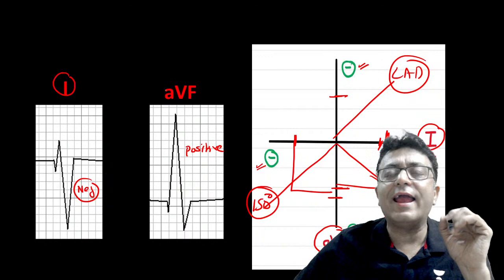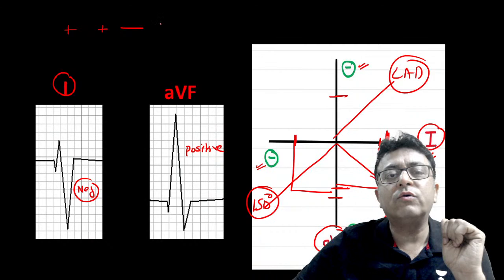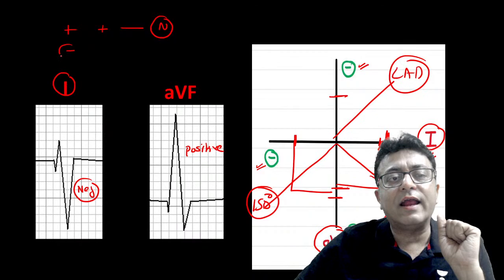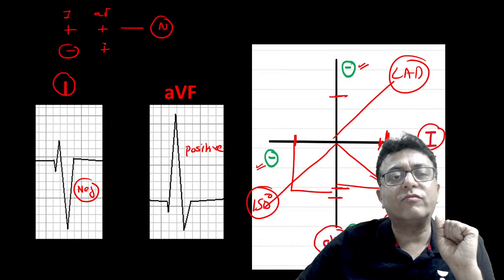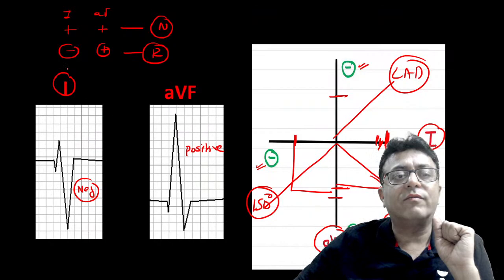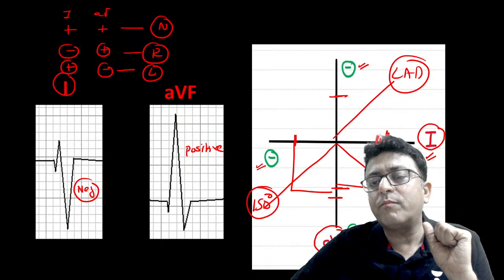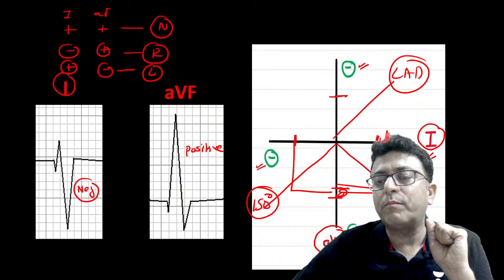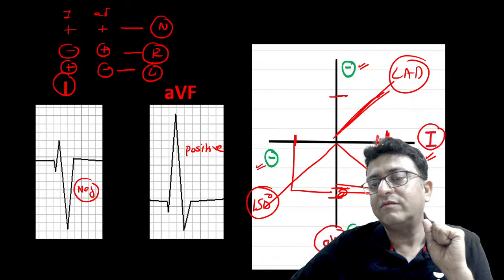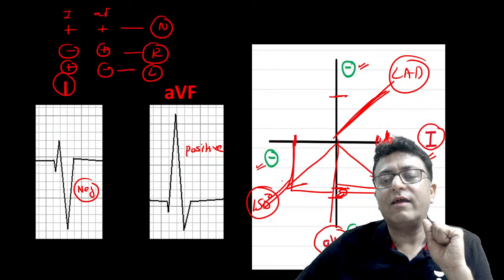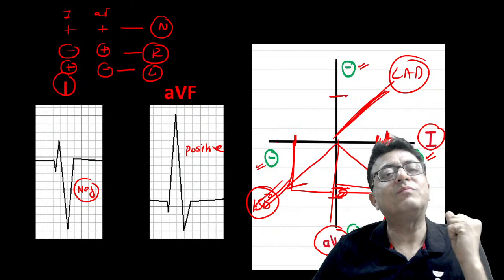Just concentrate on first lead and AVF. If both are positive, you have normal axis. If first is negative but AVF is positive, you will have right axis deviation. If first is positive and AVF is negative, you will have left axis deviation. It is very simple. I am again repeating. Both positive, normal axis. First positive, AVF negative, left axis deviation. AVF positive, first negative, right axis deviation. Simple rule, it will give you one question in the FMG exam. Clear?